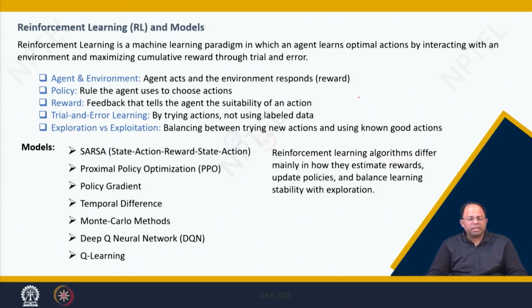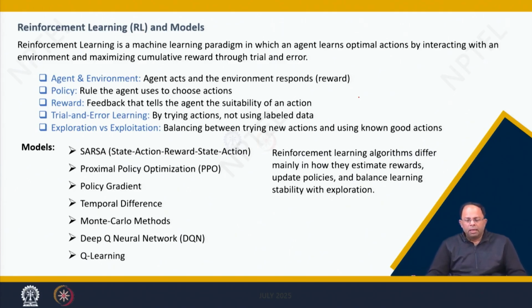We can see which are giving better results, and accordingly we can choose those pathways. Then exploration versus exploitation. That means we have to balance between new actions and using good actions. That means we have to do some actions which are not only the ones which are returning good values, but also we have to take risk and add some new actions, because otherwise we'll never know what those will bring in.